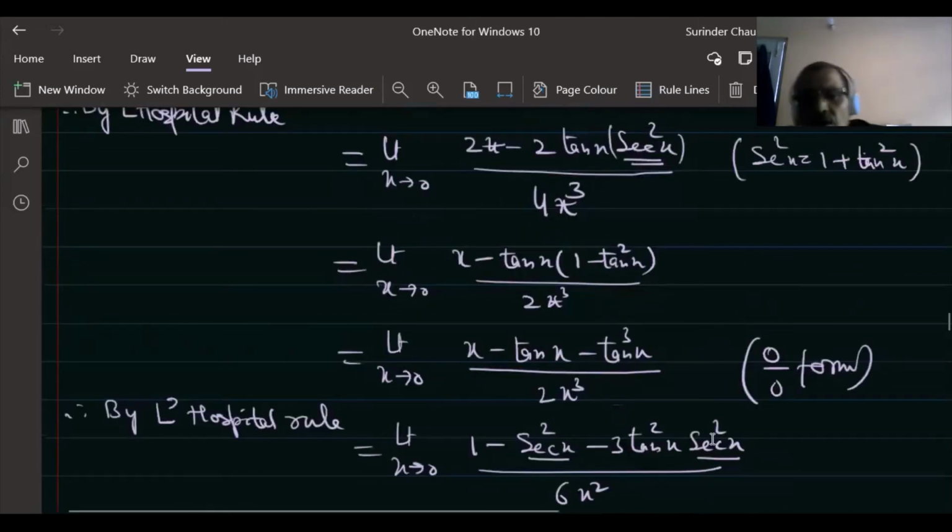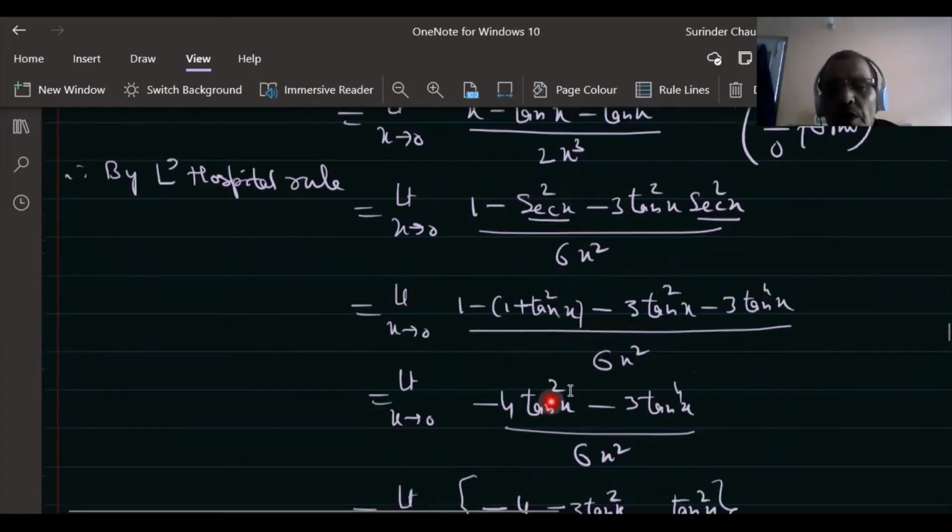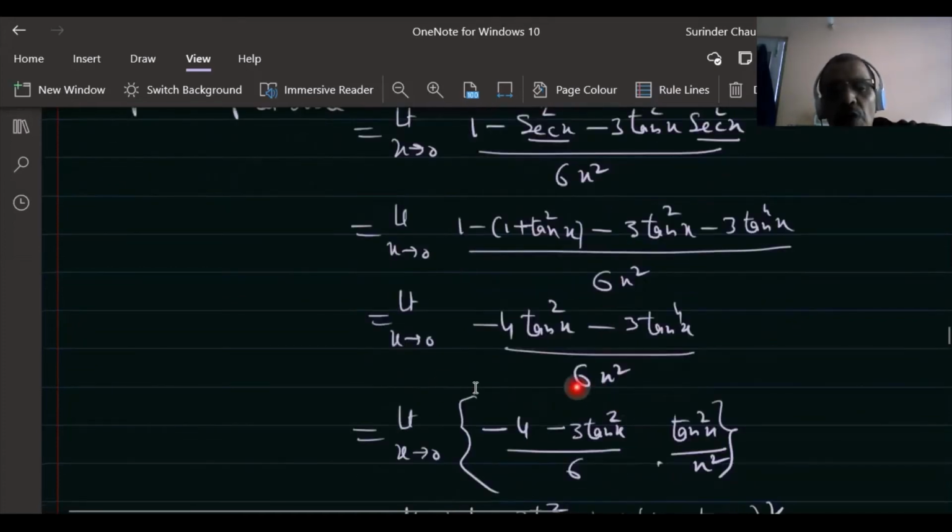So this is 0 after applying L'Hospital's rule. Differentiate this and substitute the values. Sec squared is equal to 1 plus tan squared. We convert it into tangent terms. Sec squared x is 1 plus tan squared x. Simplify it, and then again check. After simplification, we got this. Now put x to 0, 0 by 0 form again. Again, we can apply L'Hospital's rule to this.